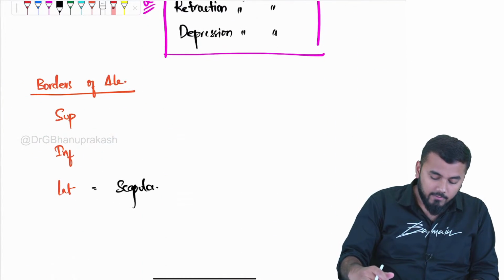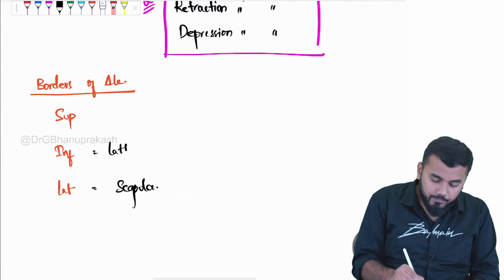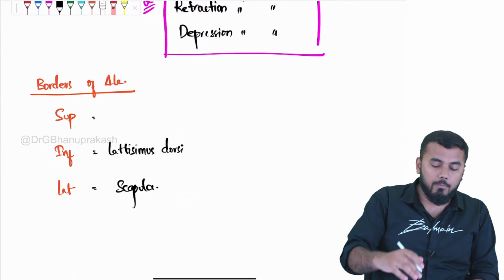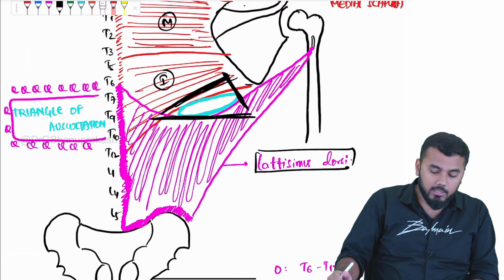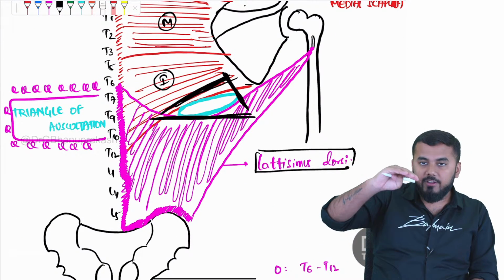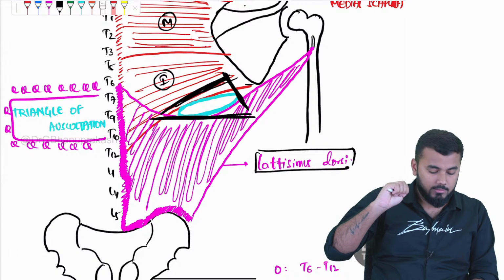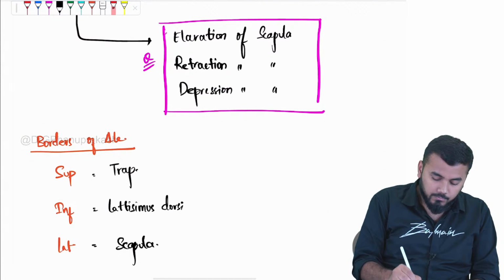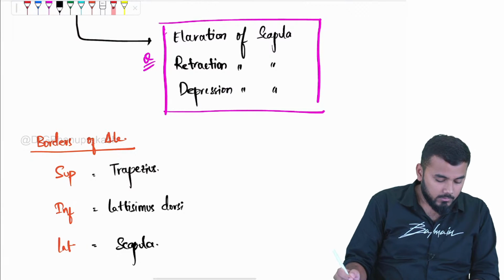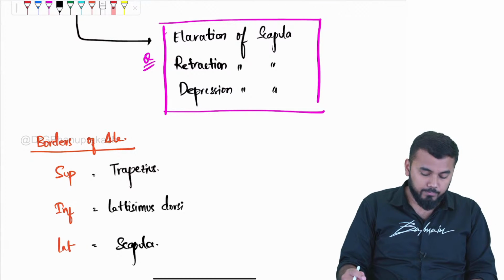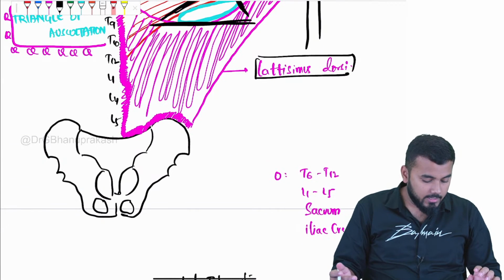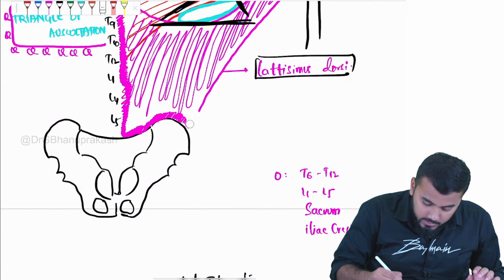Latissimus dorsi. Very good. It is formed by latissimus dorsi. And superior border is formed by which muscle here? Look and tell me. Superior border is formed by inferior border of trapezius. Okay? Trapezius muscle. Everyone clear with this? I hope you are clear with this.